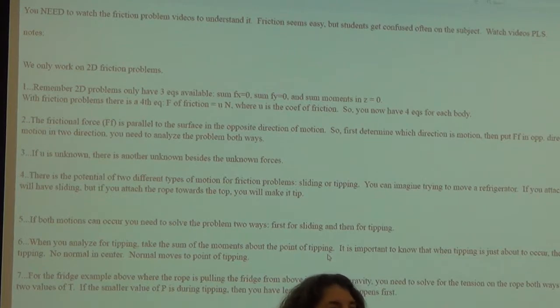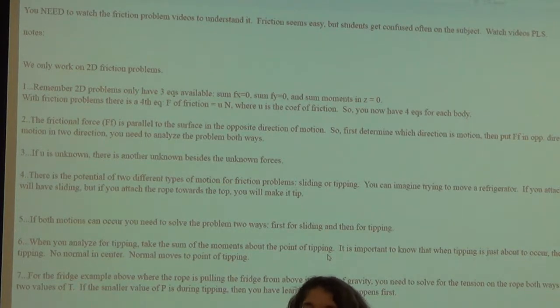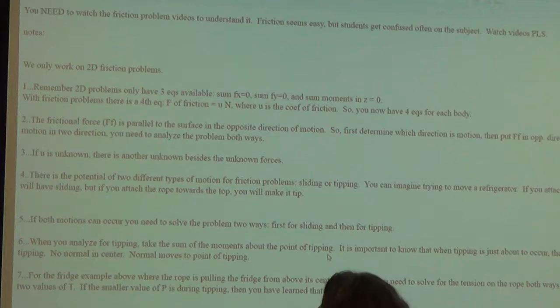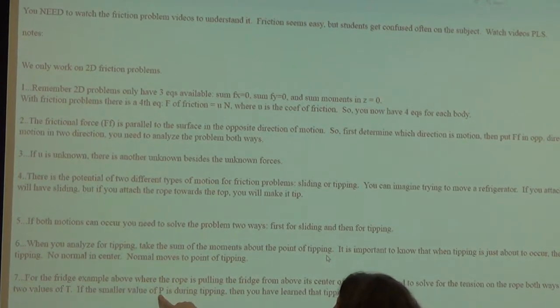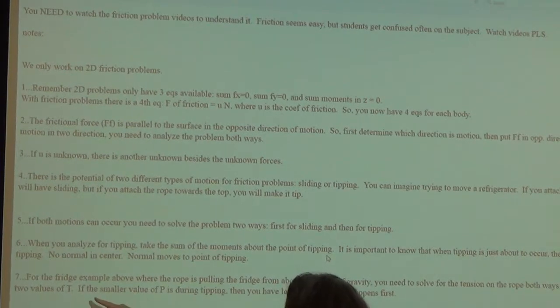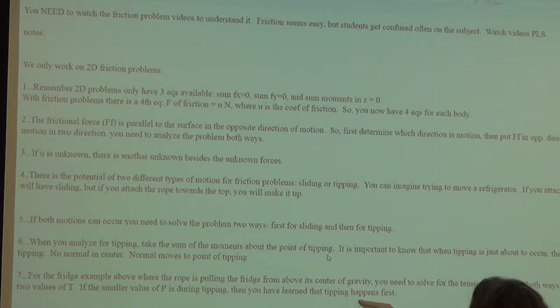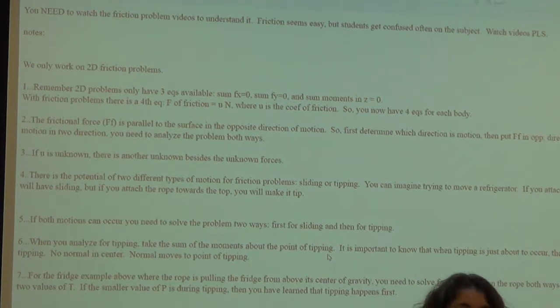Why are you going to get two values of T? Making sure you're paying attention. Why are you going to get two values of T? Tipping versus sliding. Right, because you're going to solve the equilibrium equations for tipping and sliding. If the smaller value of T is during tipping, then you have learned that tipping happens first.